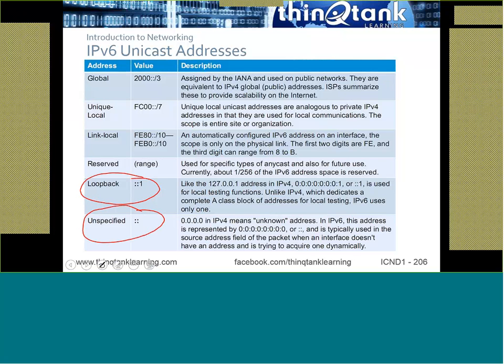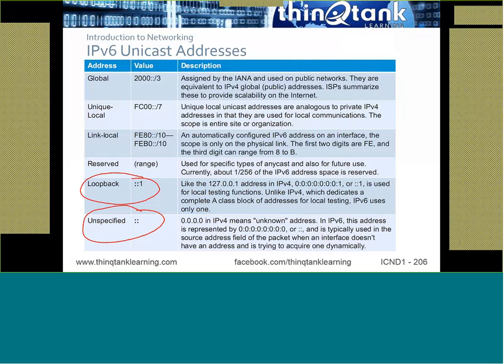Anybody? What is the equivalent address in IPv4 for ::? 0.0.0.0. Right? All zeros. Not all ones, all zeros. Isn't :: just all zeros? Yeah. The whole address is zeros.